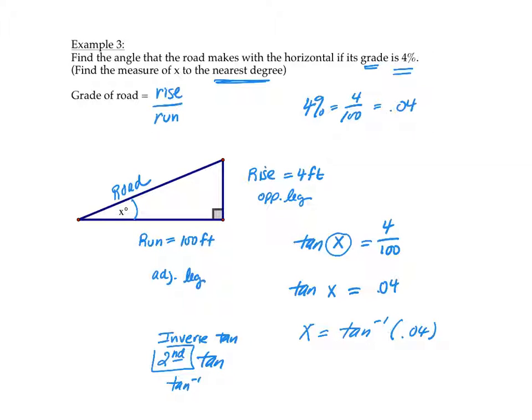Okay? So when you type this into your calculator, again, you have second tangent to give you tangent negative 1, and then you have to tell the calculator what the tangent value is, and then what it's going to do is go to the table and do the reverse lookup. It's going to look for 0.04 under the tangent column, and it's going to come back with an angle measure. And I have 2.29 degrees, or approximately 2 degrees if we round to the nearest whole degree.